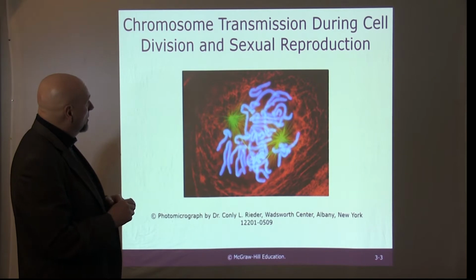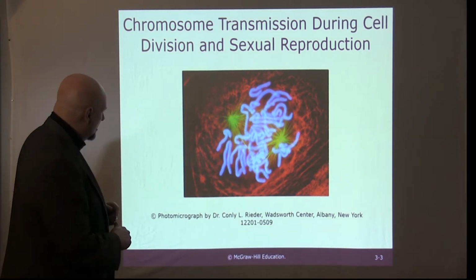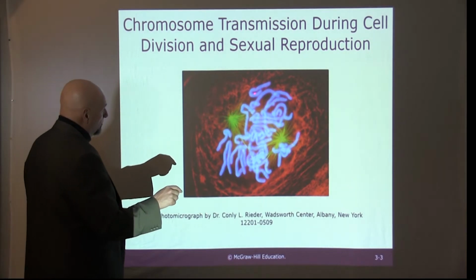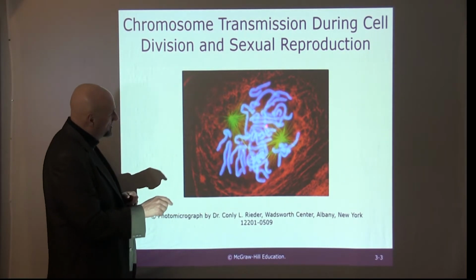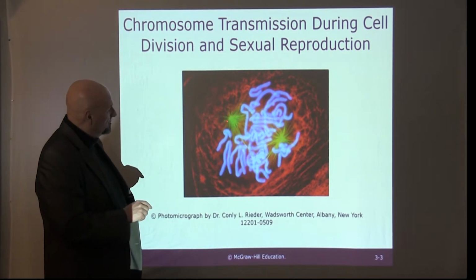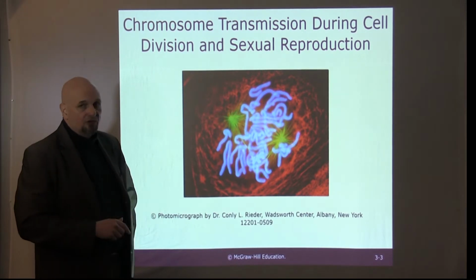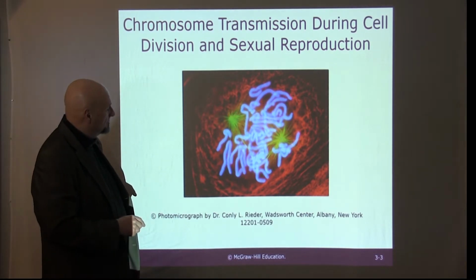So we're going to look at chromosome transmission during cell division and in sexual reproduction. Here you can see the little blue, fluorescently colored chromosomes. And then you can see the centrioles at each end producing the spindle for the separation of the chromosomes.